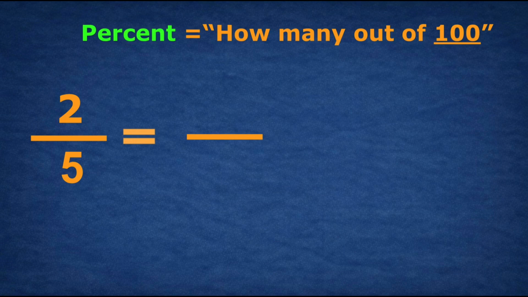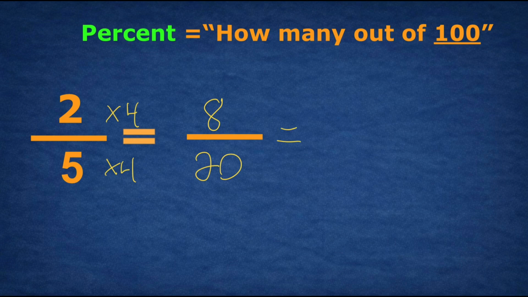Now what happens if I've got a fraction that does not have 100 as my denominator? What we would do here is create an equivalent fraction. In order to create an equivalent fraction, we would simply multiply the top number and the bottom number by the same number. For example, if I multiplied both of these numbers times 4, I would get 8 over 20. 2 over 5 and 8 out of 20 have the same value represented by different numbers.